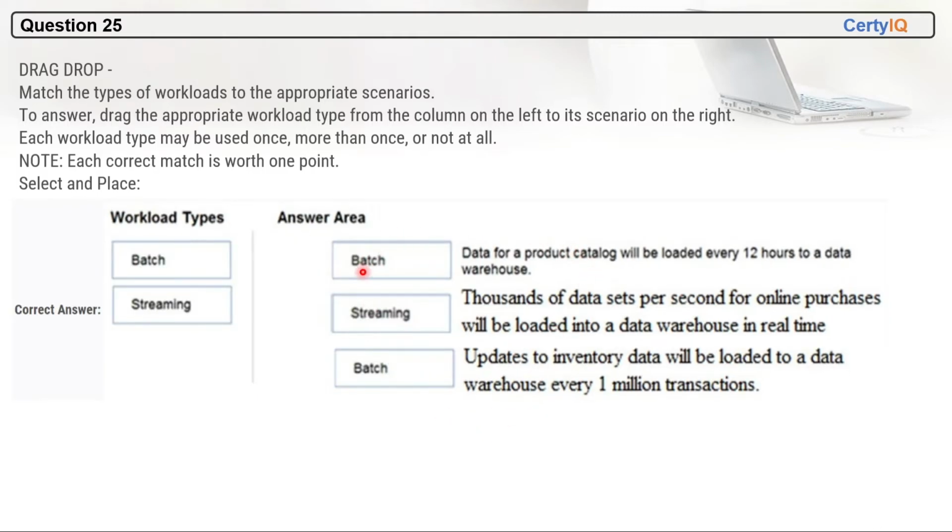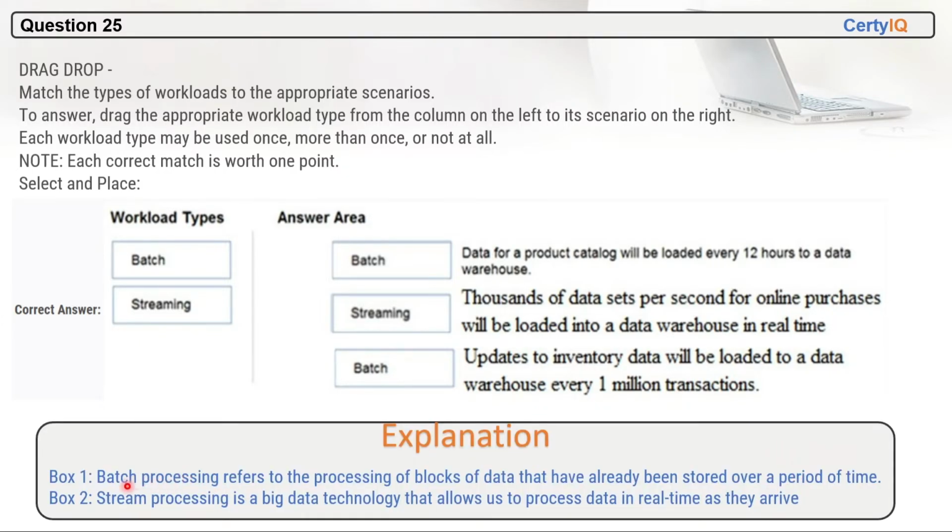So these are the options. Batch job, why? Because data is loaded after every 12 hours. Streaming, why? Because this is in real time. Batch, why? Because it is loading the data after 1 million transactions. I hope this is clear. Batch processing refers to processing of blocks of data that have already been stored over a period of time, whereas streaming processing is a big data technology that allows us to process data in real time as they arrive.